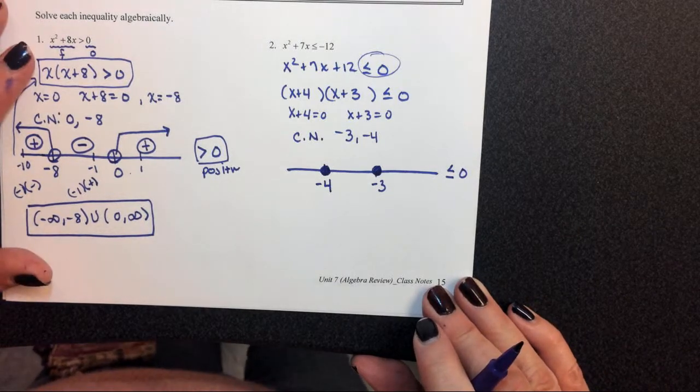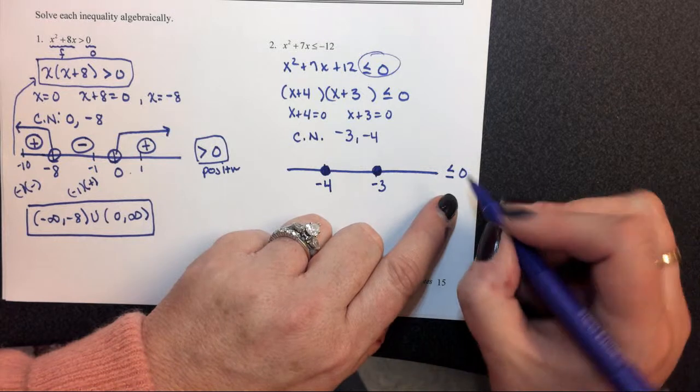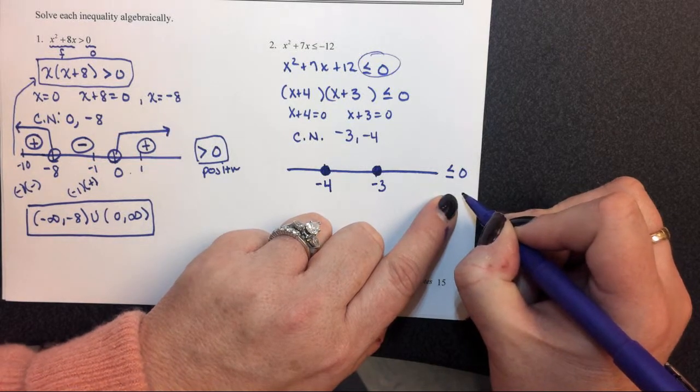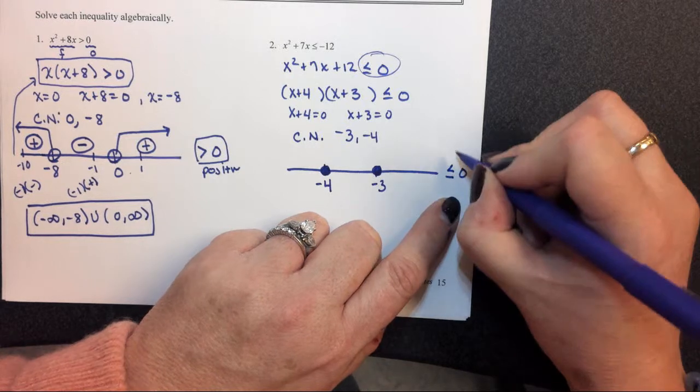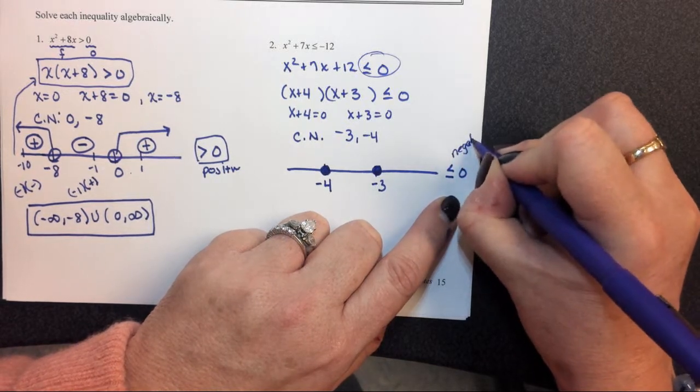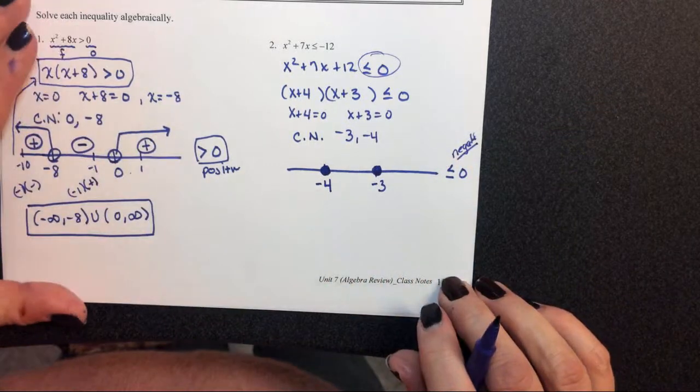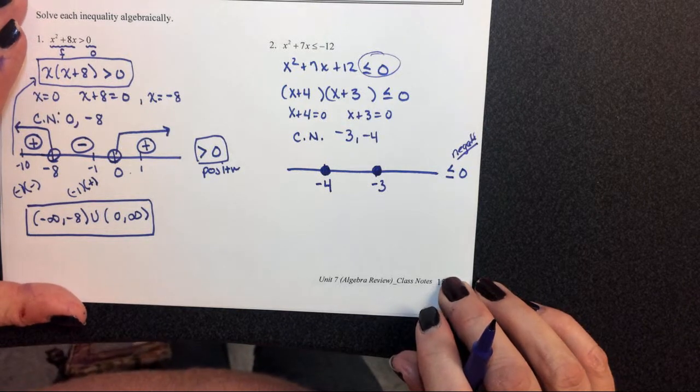Any questions on why they're closed? Now, it's less than 0. So what kind of numbers are less than 0? Positive or negative? Negative. So solutions to this inequality are going to be where I have negative intervals. All right? So any questions?